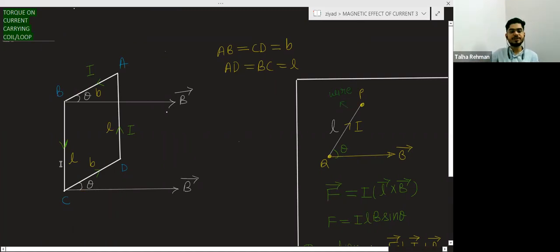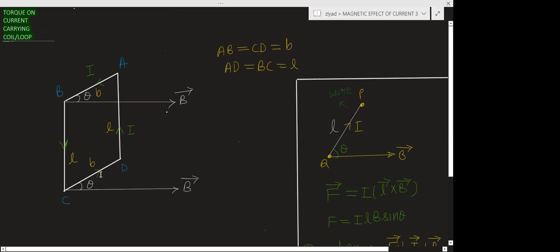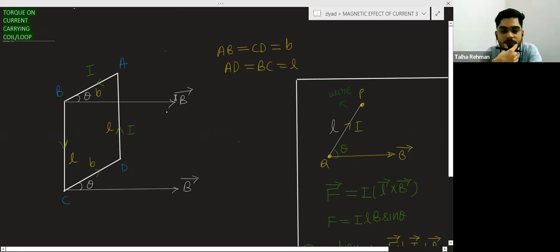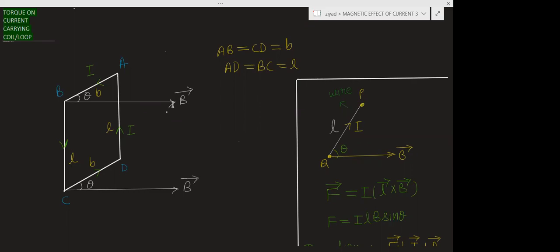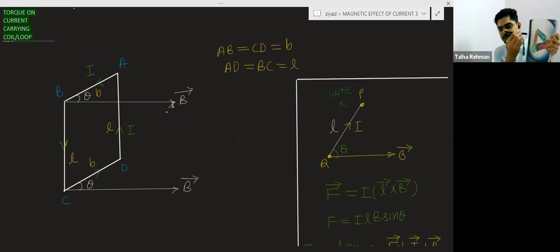This is your coil ABCD, and this is the magnetic field. You can imagine this as your coil, a rectangular coil ABCD, and the magnetic field is along this direction. You can suppose this direction as the x direction, so your magnetic field is along the x-axis.